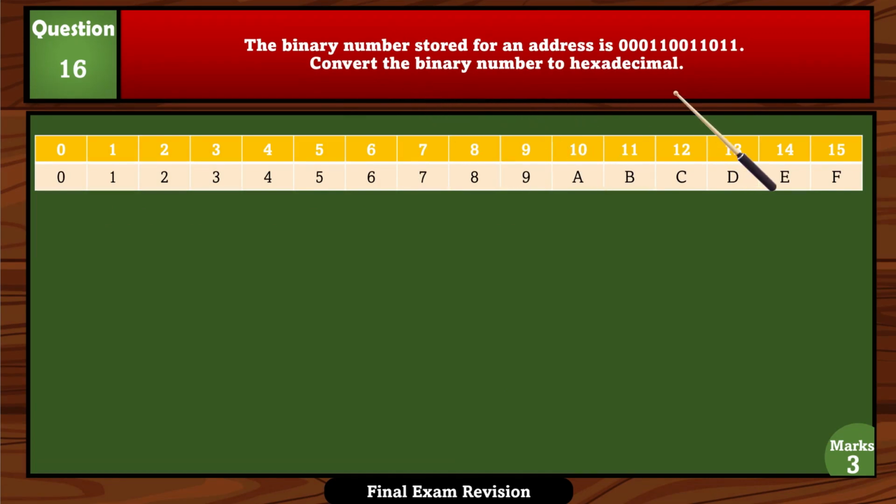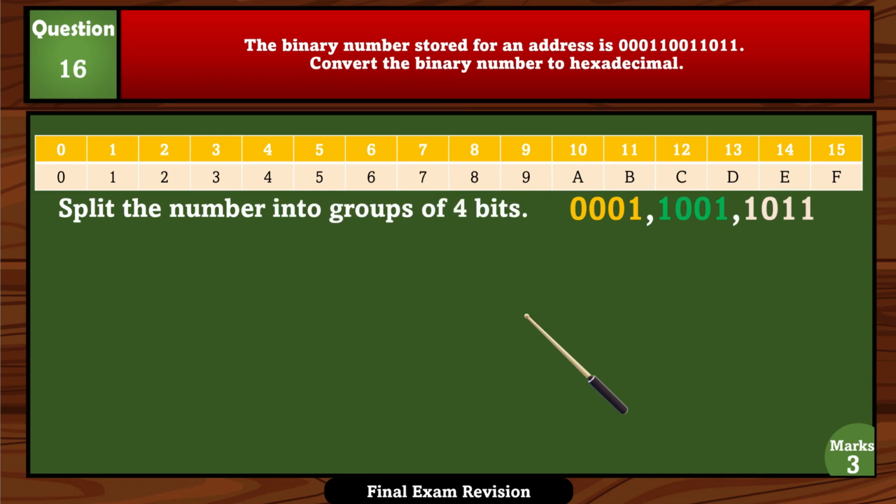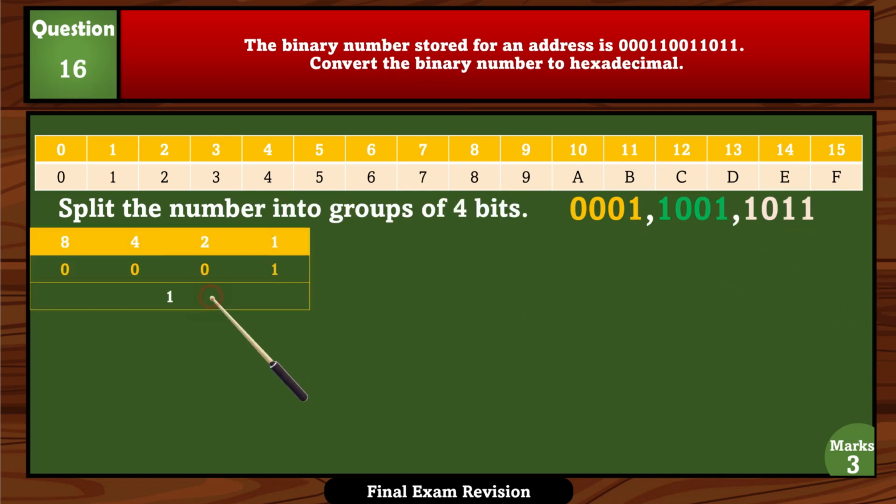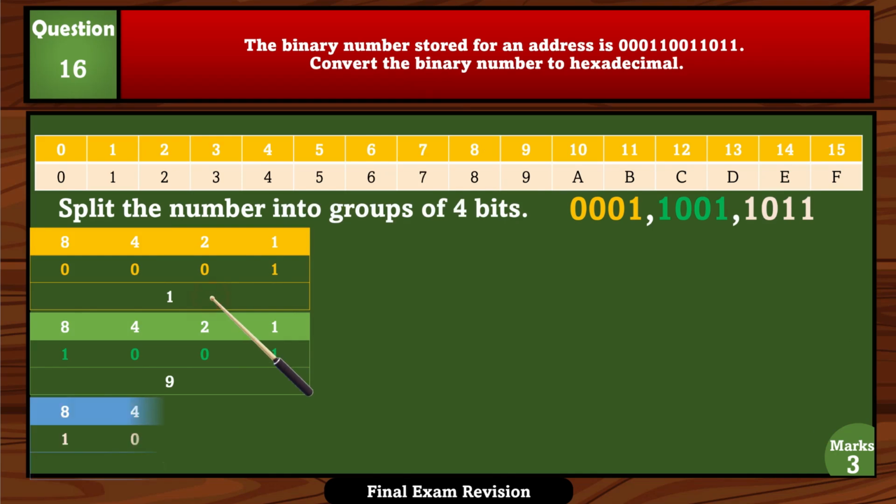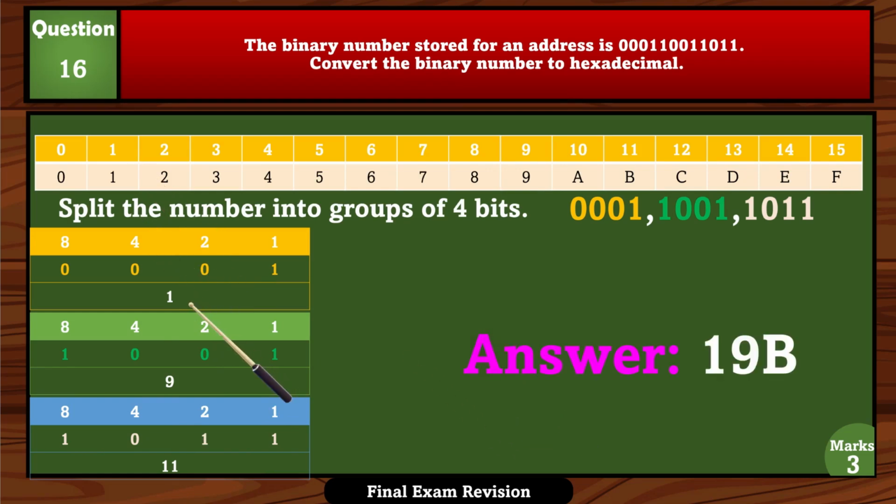Now question 16, the binary number stored for an address, and this is the long binary number. Convert the binary number to hexadecimal. So same thing, we need to split the number into groups of 4 bits, 4, 4, 4. And then we just convert those numbers separately to Denary. So the first one is 1, second one is 9, and the third one is 11. So what is the hexadecimal of 1? 1 is equal to 1, and 9 is equal to 9, while 11 is equal to B. So our answer is what? 19B. So this binary number is equal to 19B in hexadecimal.